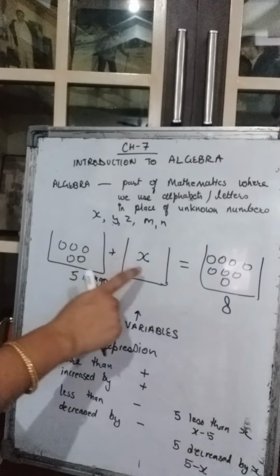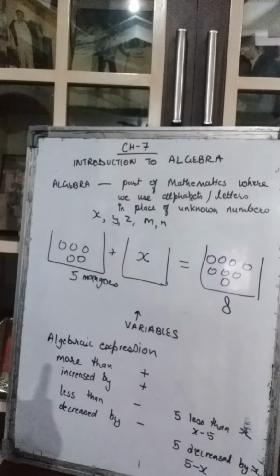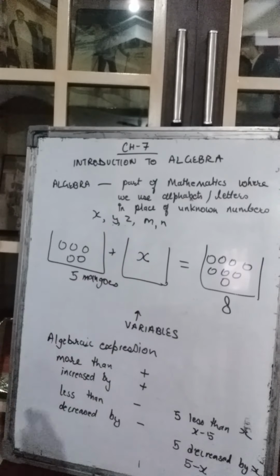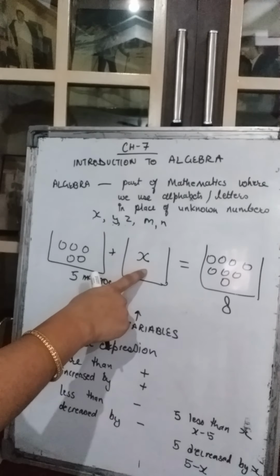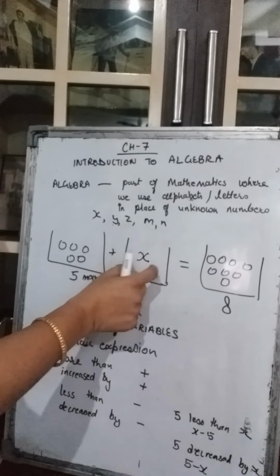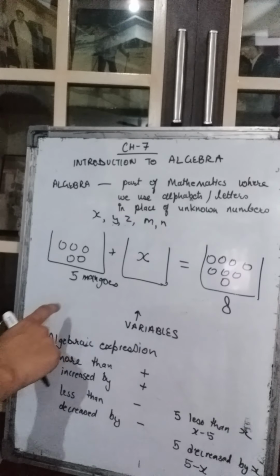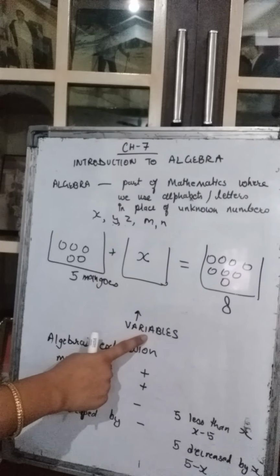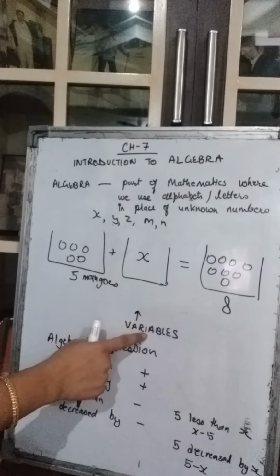I know you know that if we add 3 to 5, it will become 8. But till we do not know what is there, we will consider them to be x. Any unknown number which we do not know, we just assume it to be x or y or z. But most commonly we use small x. So this x is termed as a variable. These alphabets which we use here are called variables.